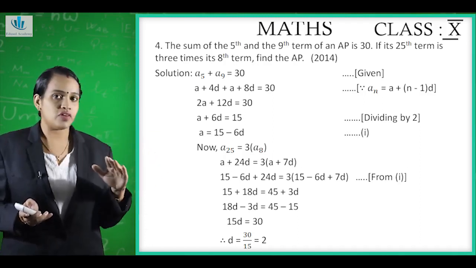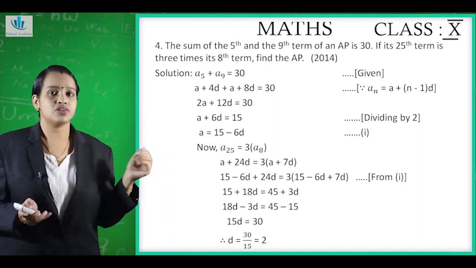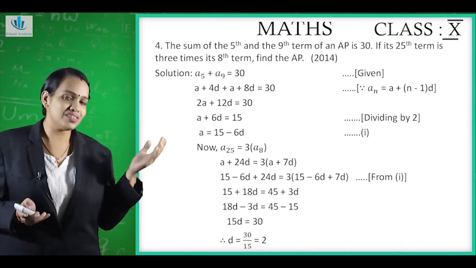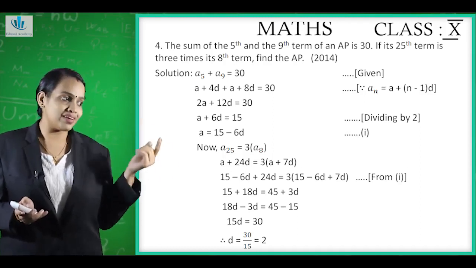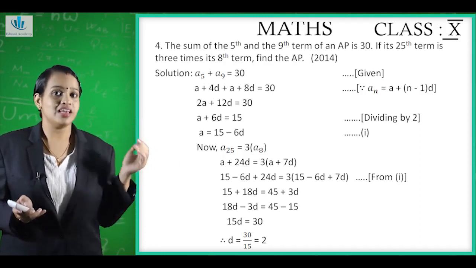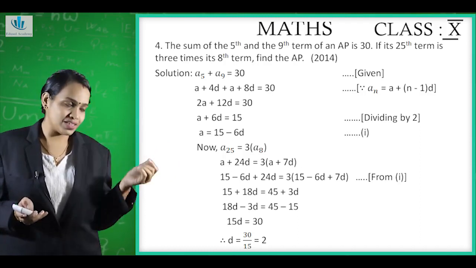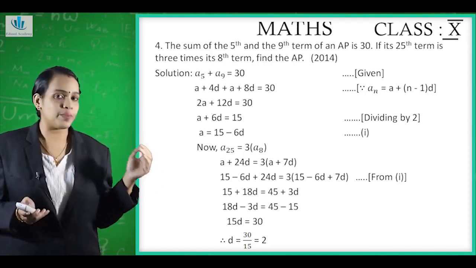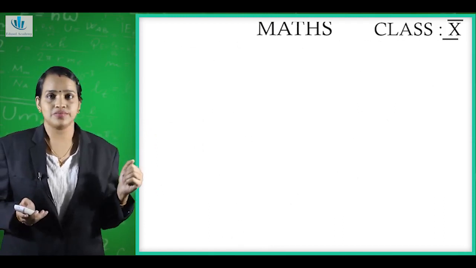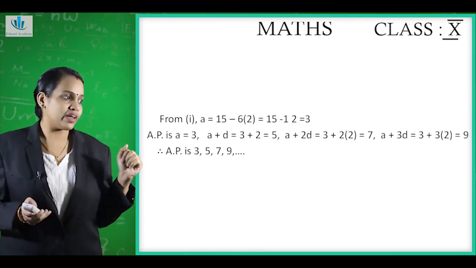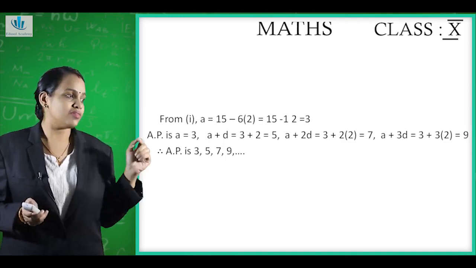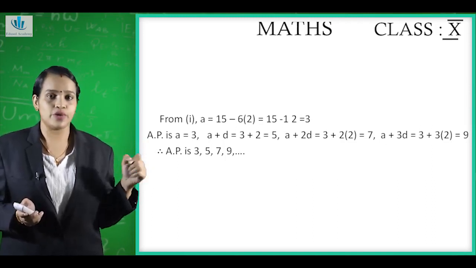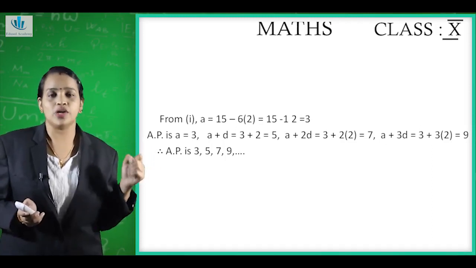Now we will take D on one side, numbers on the other side. So 18D minus 3D is equal to 45 minus 15. So 18D minus 3D gives 15D, equal to 45 minus 15, which is 30. Therefore D is equal to 30 upon 15, which is equal to 2. From equation 1, A is equal to 15 minus 6 into 2, which is 15 minus 12, which is equal to 3.